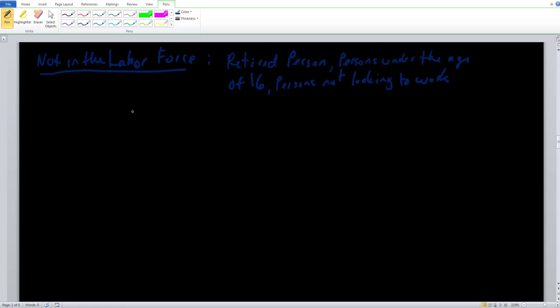We can also say that institutionalized people would fall under not in the labor force. So institutionalized persons. So if you're hospitalized for some reason, if you've gone crazy, you're in a mental hospital, or if you're in jail, actually, you are considered institutionalized and you would not be counted as in the labor force.